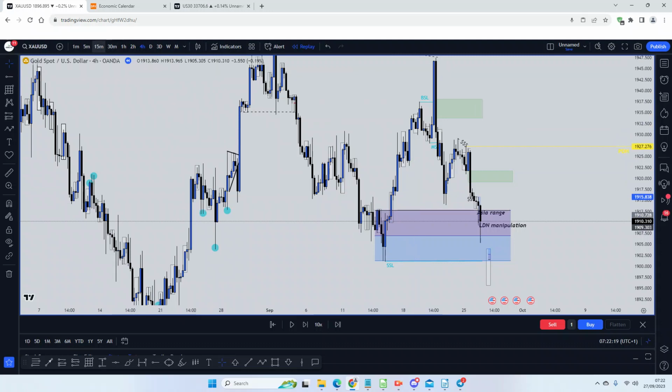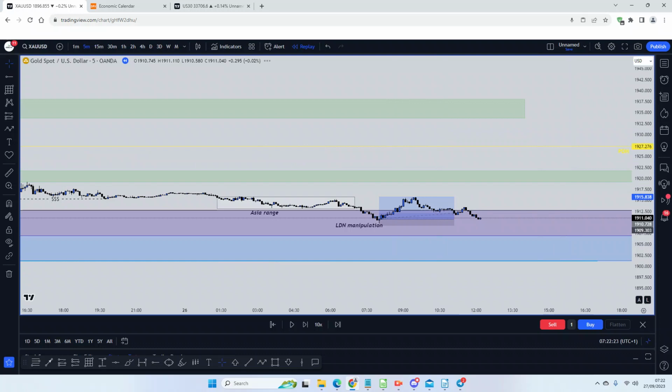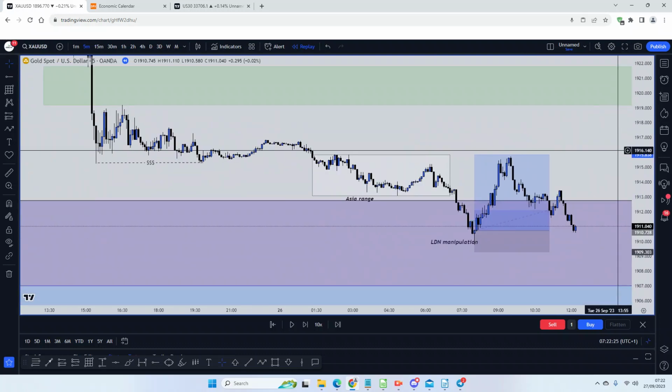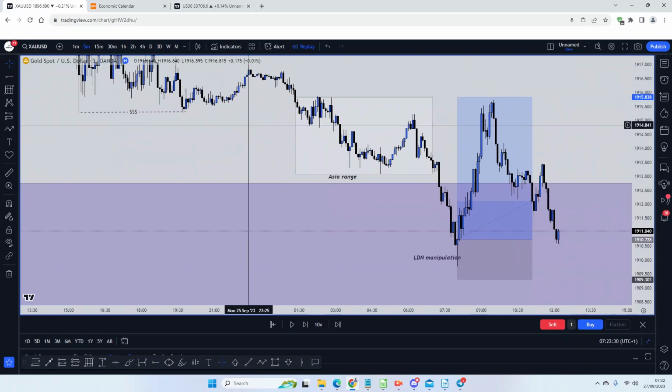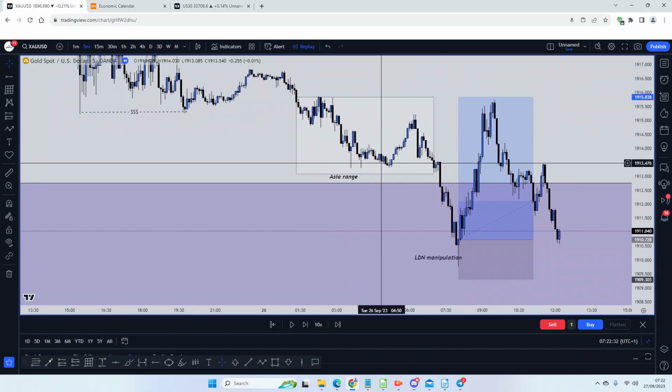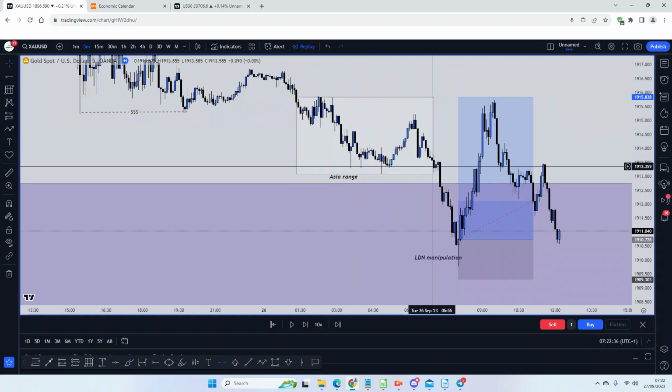Now, if we just drop down to the lower time frames, from a 5-minute perspective, we can clearly identify we had this Asia session range. On the Asia session range, the market started to move sideways. The market started to create this floor. Now that created a lot of sell side liquidity below the lows.